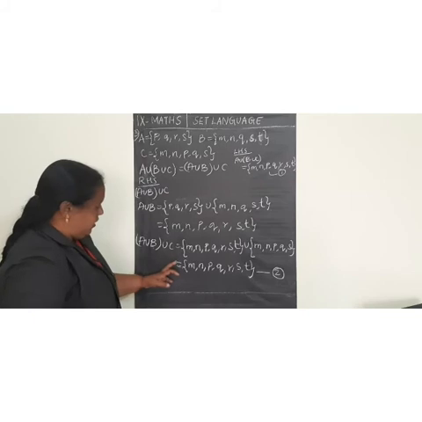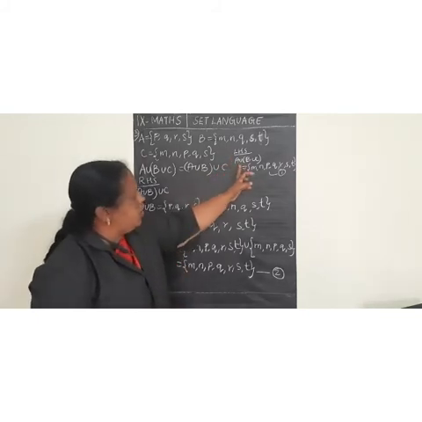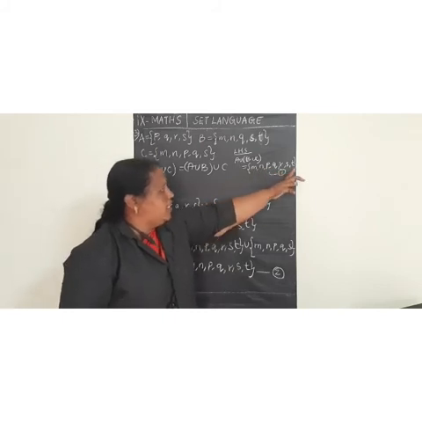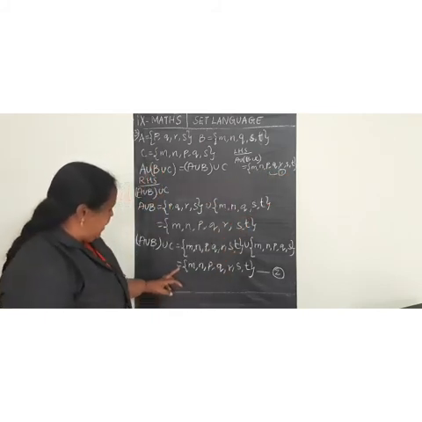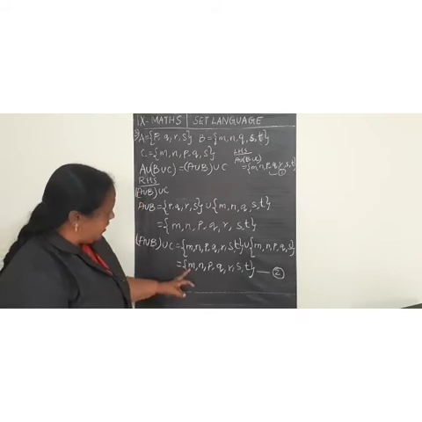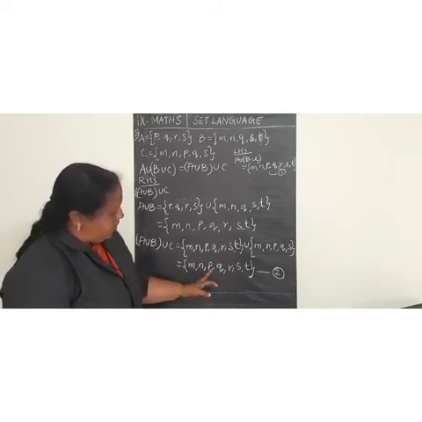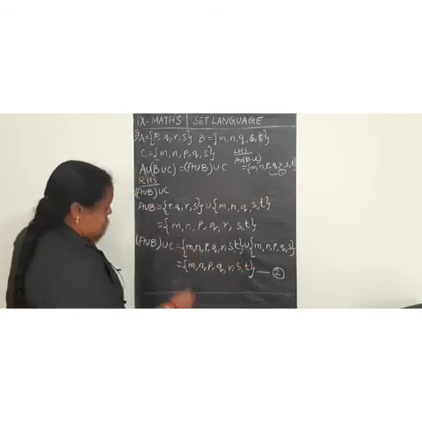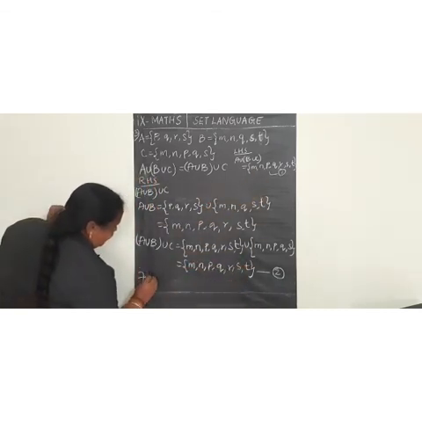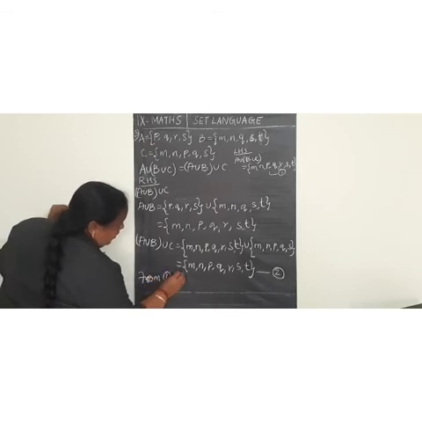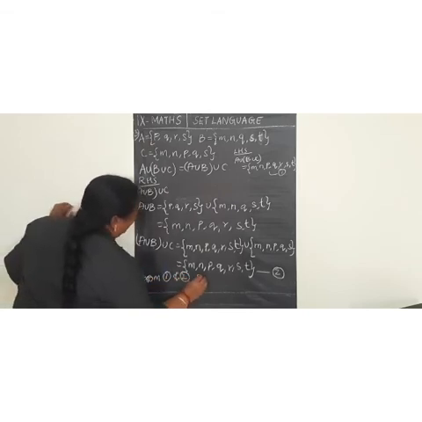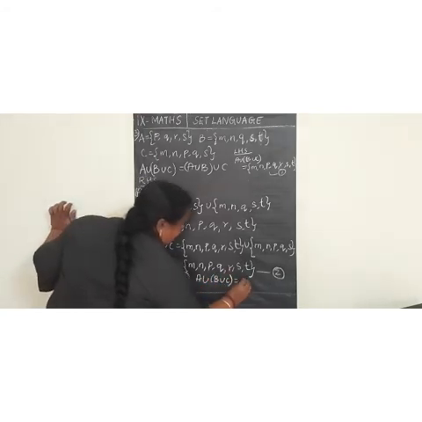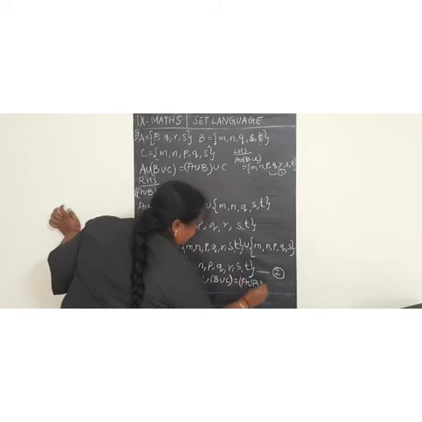Now see these equations. The LHS we got is M, N, P, Q, R, S, T, which we marked as equation 1. The RHS side we are also getting M, N, P, Q, R, S, T, which we marked as equation 2. So from 1 and 2, A ∪ (B ∪ C) = (A ∪ B) ∪ C.